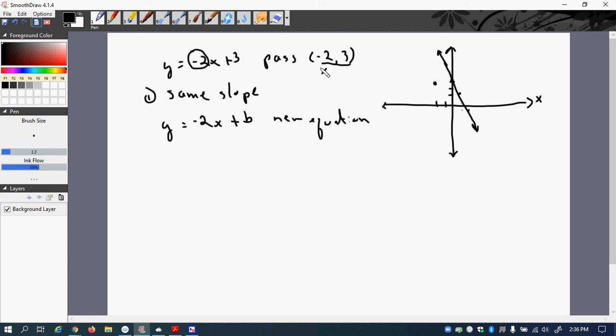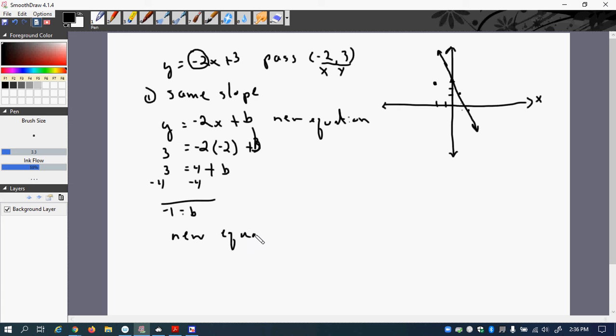So x is negative 2 and y is 3. So I'm going to put 3 equal to negative 2 times negative 2 plus b. So that's 3 equal to 4 plus b. Now we subtract 4 from both sides. We get negative 1 equal to b. So now my new equation is going to be y equal to negative 2x minus 1.